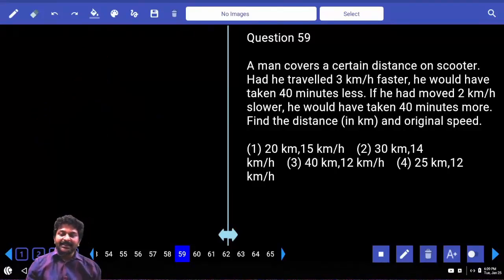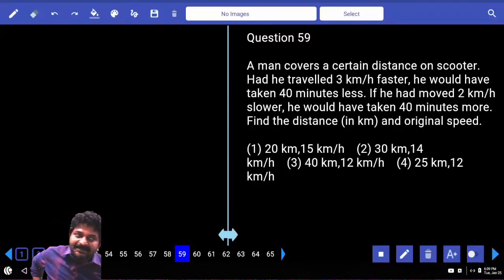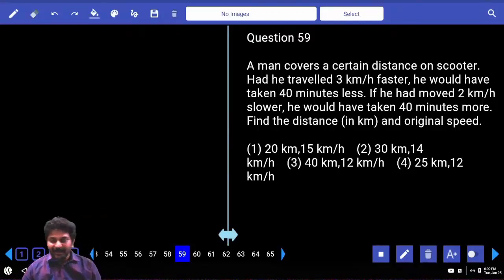A man covers certain distance on scooter. Had he traveled 3 kilometers faster, he would have taken 40 minutes less. If he had moved 2 kilometers slower, he would have taken 40 minutes more. Find the distance and the original speed. This question takes time. You should not find out that it takes time only after solving it; you should know before you start. How do you know? I'll tell you.